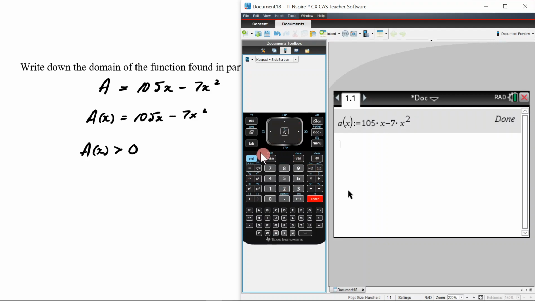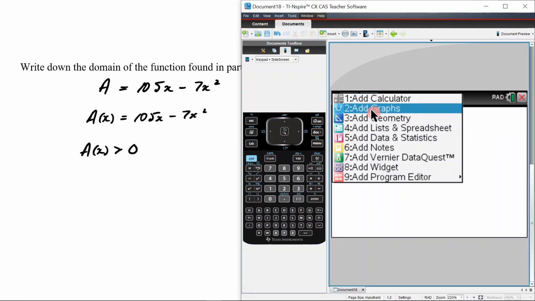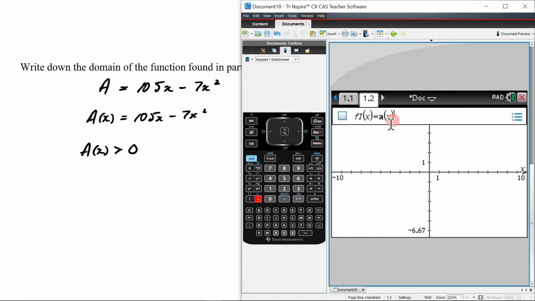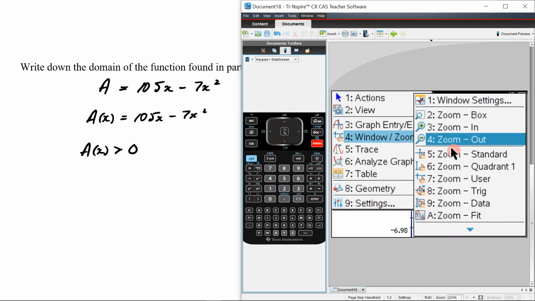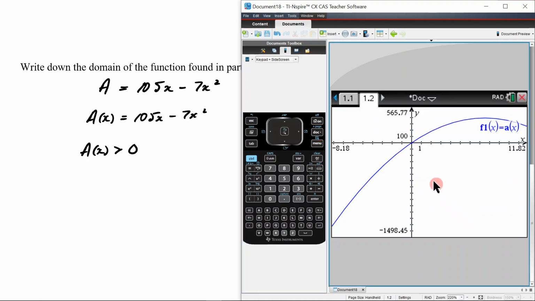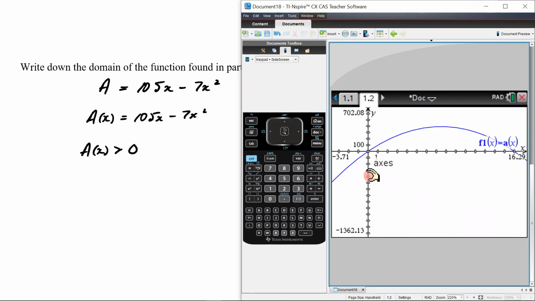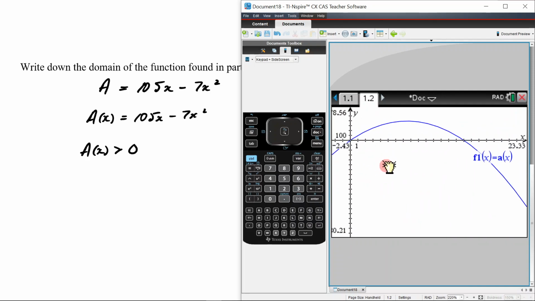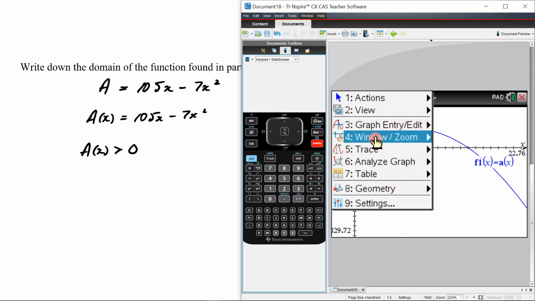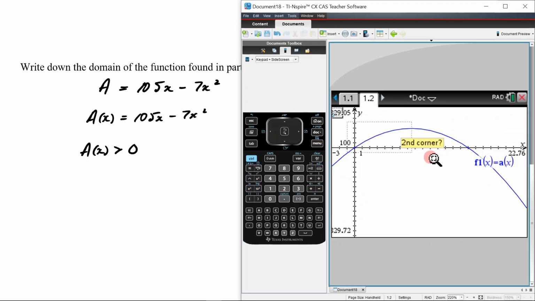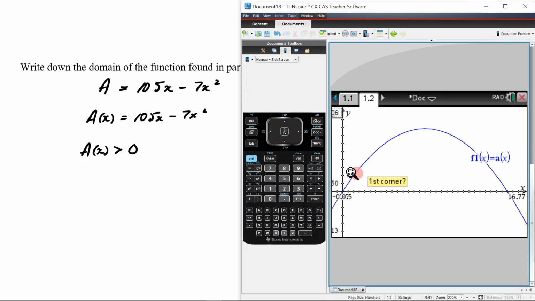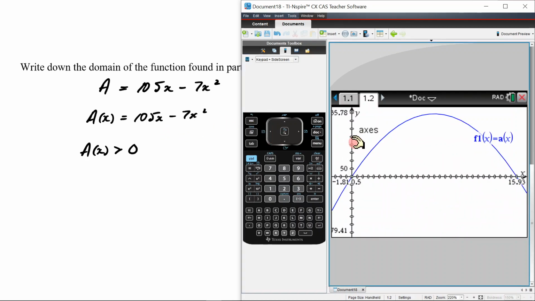And now I'm going to graph this thing. So I'm going to come to my graphs and then put A of x. As you can see, it's bolded because I've defined it. And now, oh, that's not too good. Let's go menu, window zoom, fit. And that's okay, but let's see if we can make that a bit nicer. Let's go menu, window zoom, box, and put a box around what we're after. So we're after just that there. Let's go escape to get rid of that. So as you can see, this is what we're dealing with.